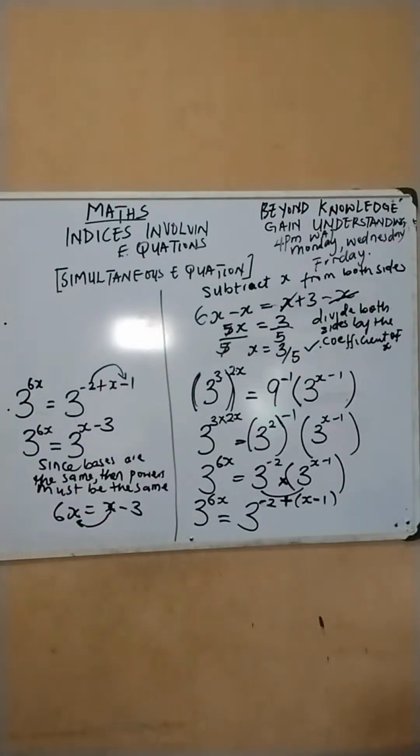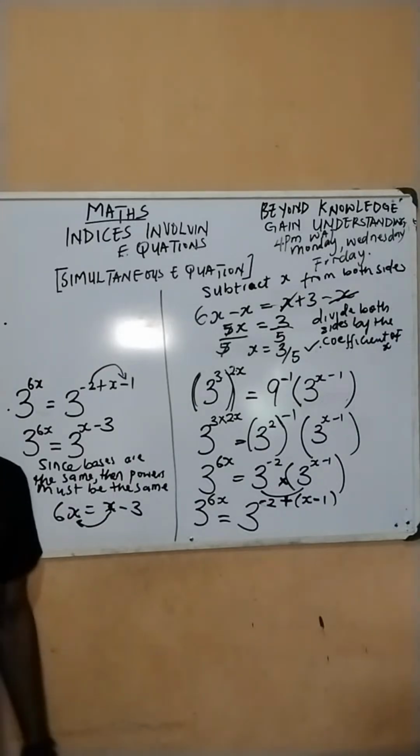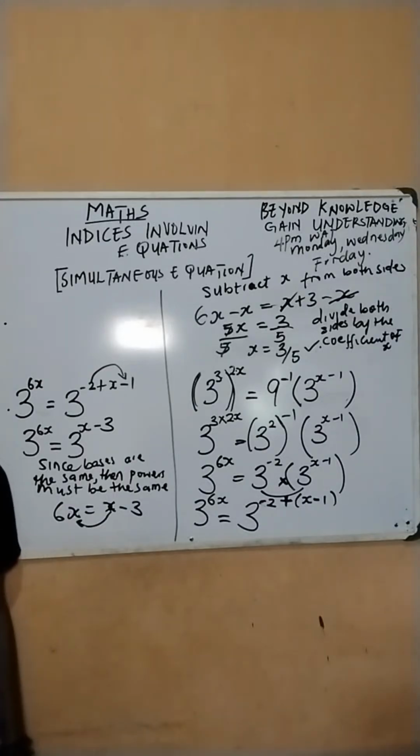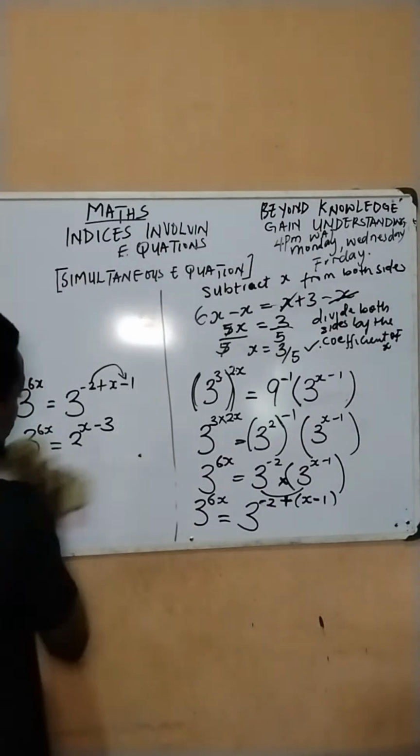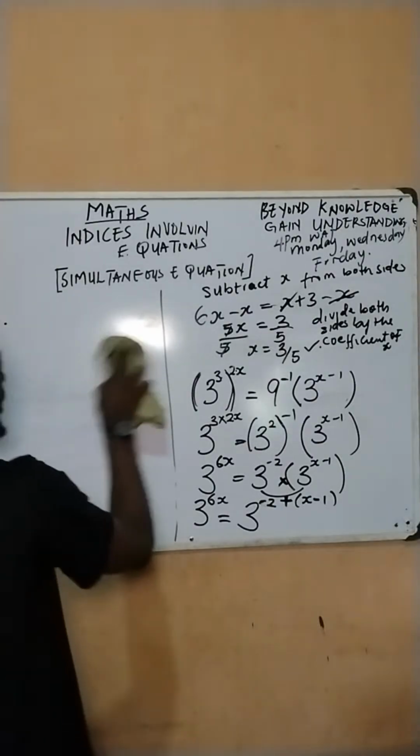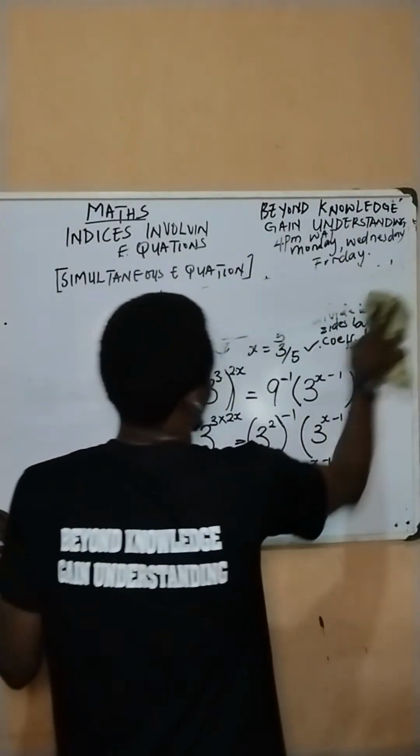So I'm going to clean it up. I'm going to wait for maybe 2 or 3 seconds, and then I'll clean it up. I'm going to count 1 to 3. 1, 2, and 3. So I'm going to clean this up, and then we'll examine another question before we now move on to simultaneous equation.